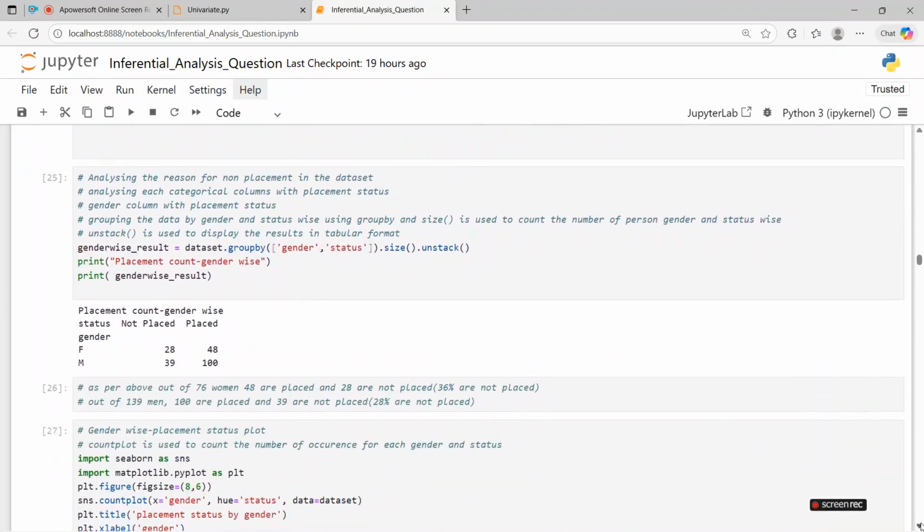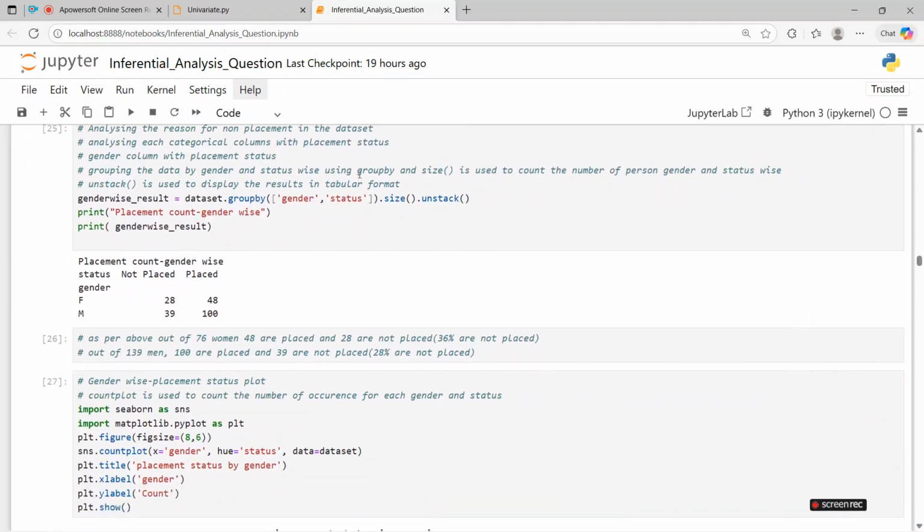So next we are moving on to the categorical columns with placement status. First we are taking the gender column with placement status. Here we are grouping by gender and status using group by, and we are using dot size and unstack. This size will count the number of occurrences with respect to gender and status, and this unstack will take the result out in a table format. So we are printing it out.